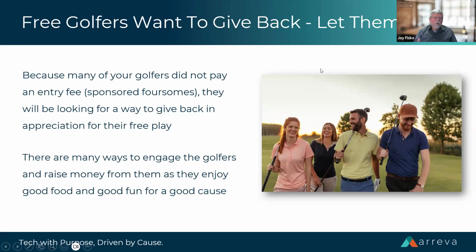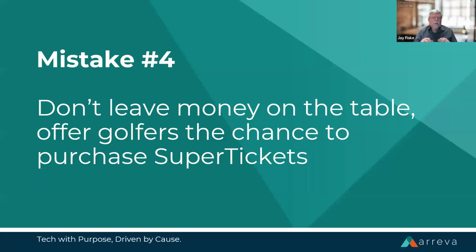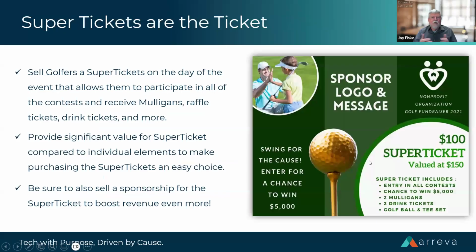So how do we engage these people? How do we let them give us more money? Well, let's talk about some of those ways. Let's go on to the next. So this is by giving them ways to give you money, and this is not leaving money on the table. This is mistake number 4: offer these free golfers and the paid golfers a chance to give you more money. So let's talk about the tournament itself.